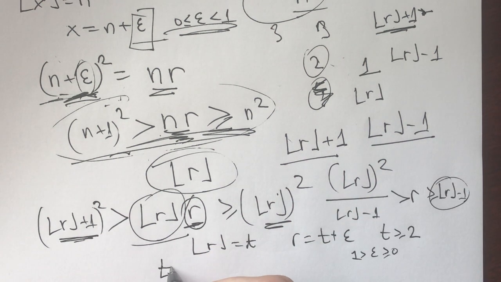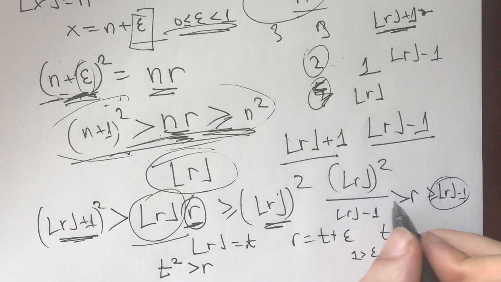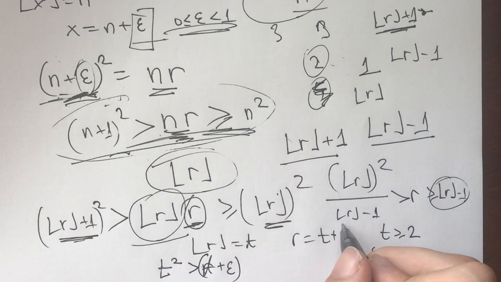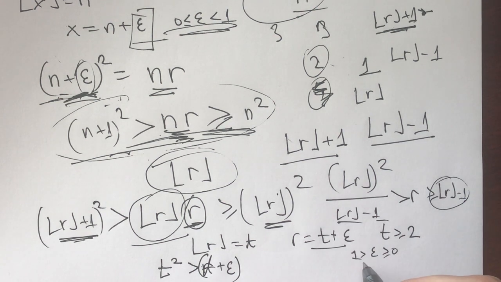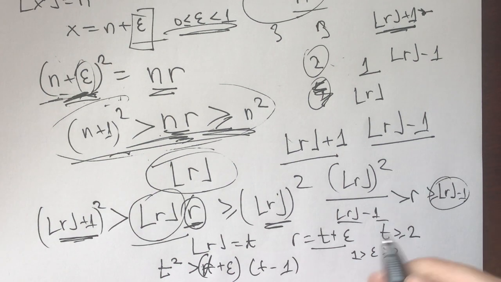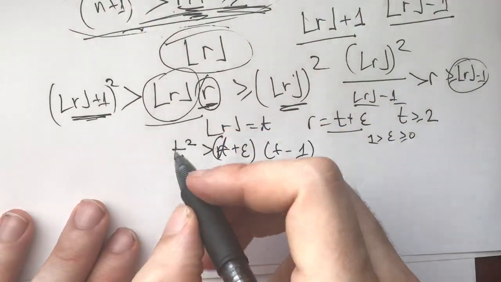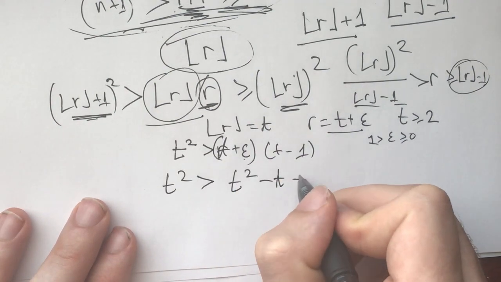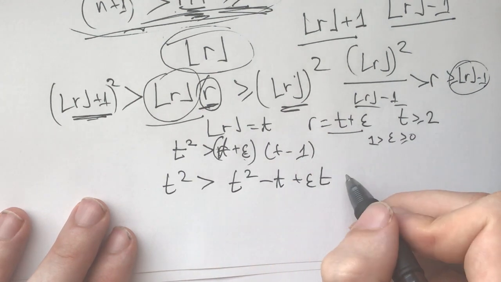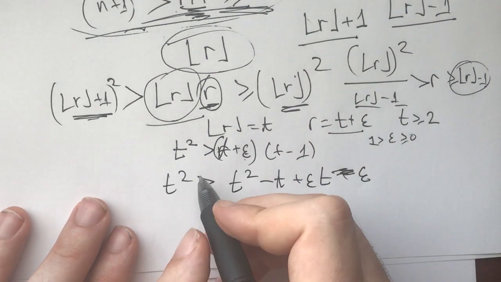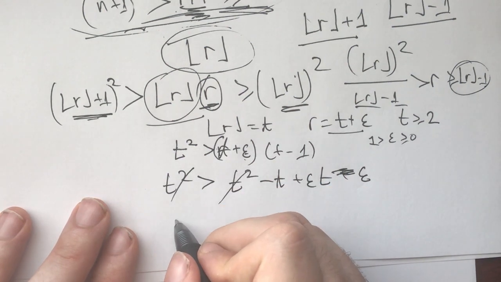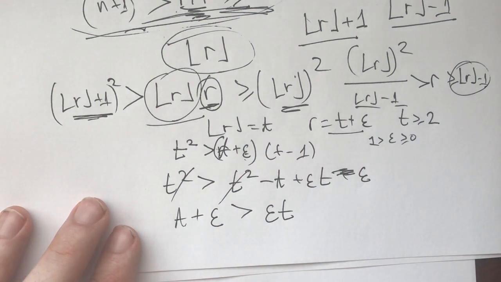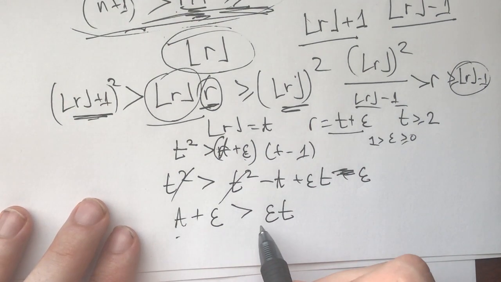So now what does this give us? It gives us that t squared is greater than r times the floor of r minus 1, so r is t plus epsilon, times what is that? Well, that is t minus 1. So what does this give us? Well, it gives us that t squared is greater than t squared minus t plus epsilon t minus epsilon. So now t squared goes away. We have t plus epsilon needs to be greater than epsilon times t. Interesting. Now, is this true?